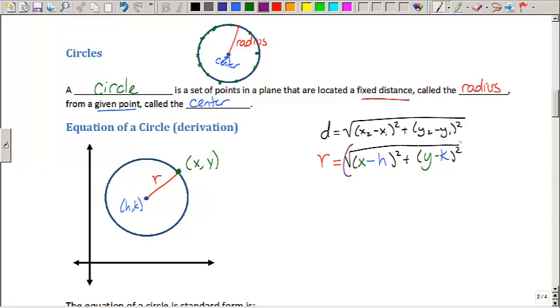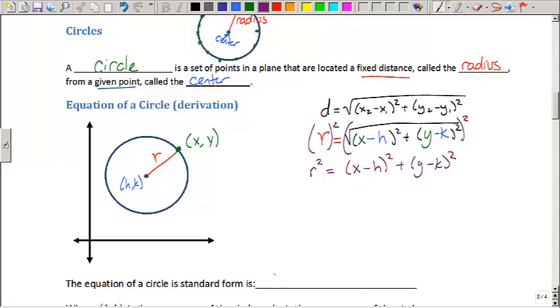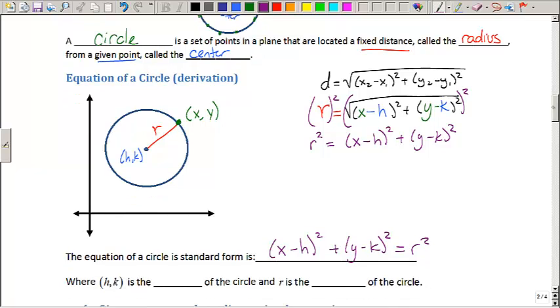Next, I'd like to get rid of the square root by squaring both sides. So I'll get x minus h quantity squared plus y minus k quantity squared equals r squared. And this now is the equation of a circle in standard form. x minus h quantity squared plus y minus k quantity squared equals r squared, where h, k is the center of the circle and r is the radius of the circle.